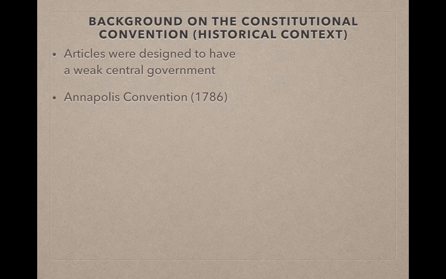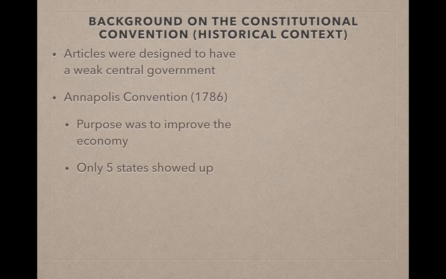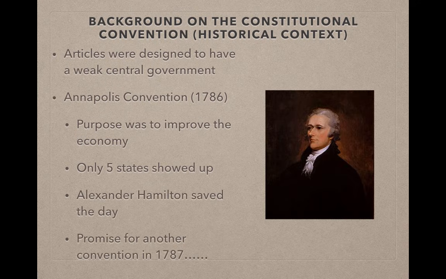The Annapolis Convention was called in 1786 to improve trade within the Articles of Confederation. And for the most part, it was not a success, but the states did agree to meet a year later at Philadelphia, which will become the Philadelphia Convention. Only 5 states showed up, but Alexander Hamilton got the promise to meet the following year. And they will meet the following summer of 1787, which will be the Constitutional Convention.